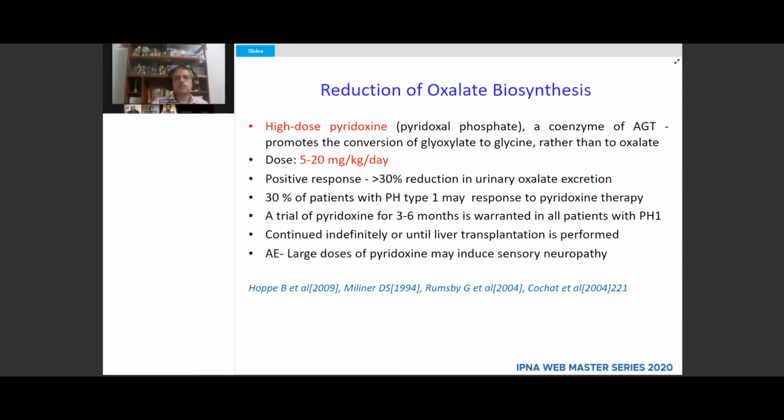High dose pyridoxine: pyridoxal phosphate is a coenzyme of AGT, and promotes the conversion of glyoxylate to glycine rather than to oxalate. At a dose of 5 to 20 milligram per kg per day, a positive response is defined as a 30% reduction in urinary oxalate excretion. Of all these different pathogenic variants, 30% of patients with primary hyperoxaluria may respond to pyridoxine therapy. A trial of a minimum of 3 to 6 months is warranted in all patients with primary hyperoxaluria. And once the patient is responsive, it should be continued indefinitely or until liver transplantation is performed. The serious adverse effect with high dose pyridoxine is usually a sensory neuropathy, and it is usually reversible on reduction of dose or cessation of therapy.